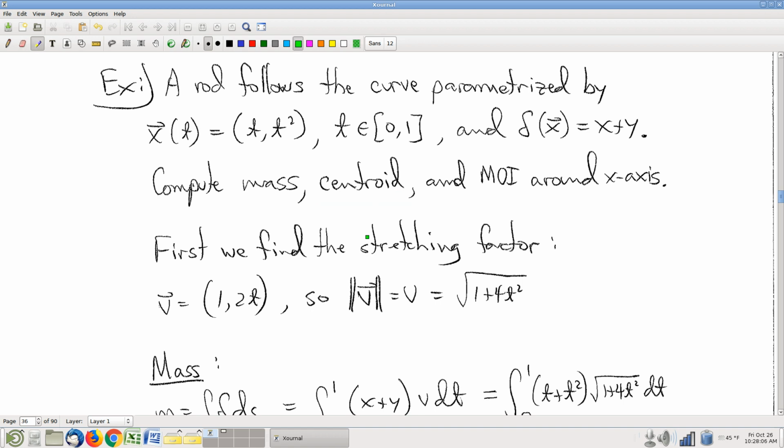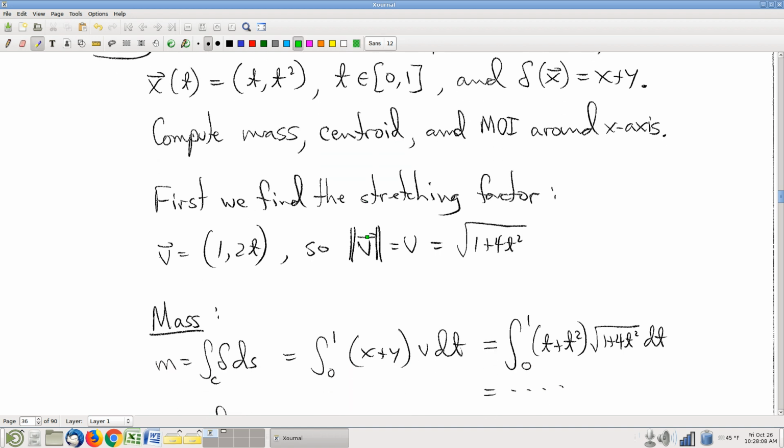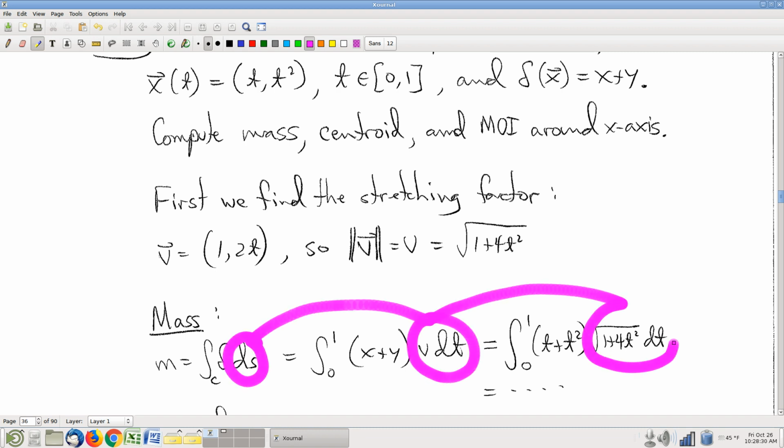We'll start with mass. How do I compute mass? Well, old news. Chop it up, add it up. Total mass is the sum of a bunch of little pieces of mass, and mass per unit length times length gives you little pieces of mass. So hopefully everybody remembers that. So what is ds? Well, ds is v dt, which is that.